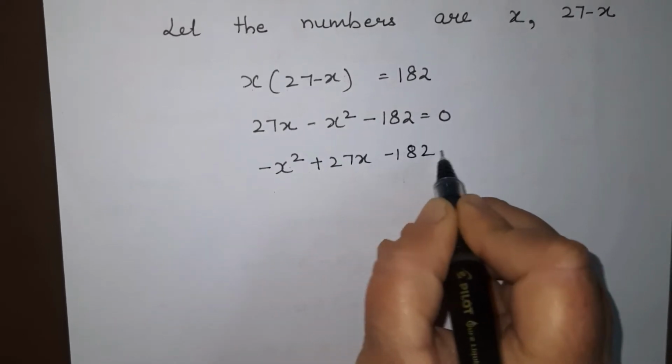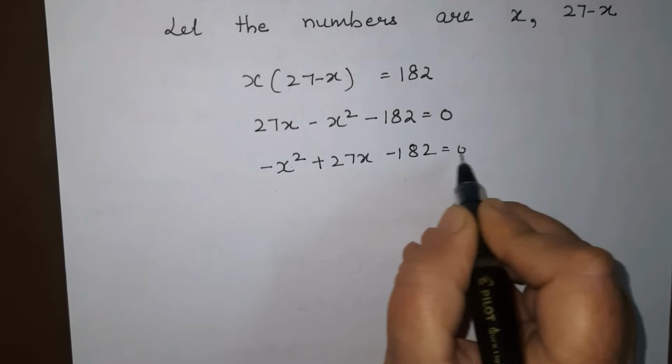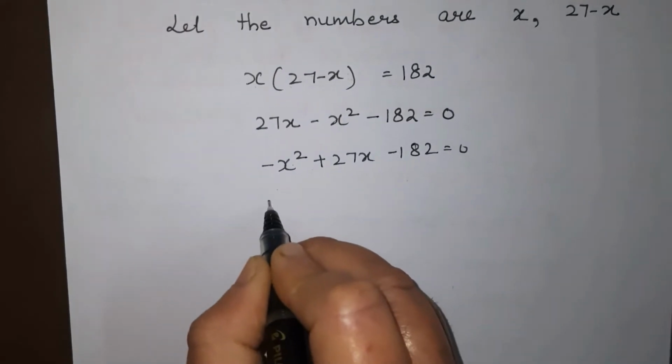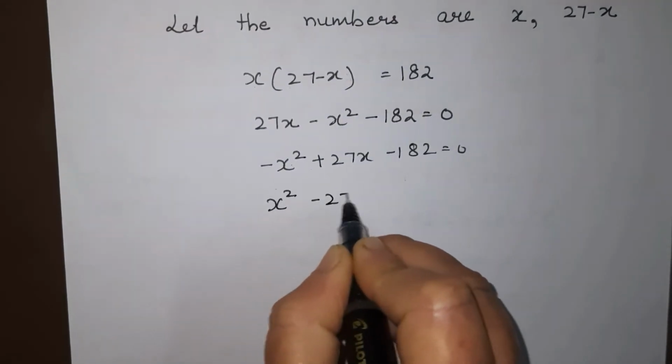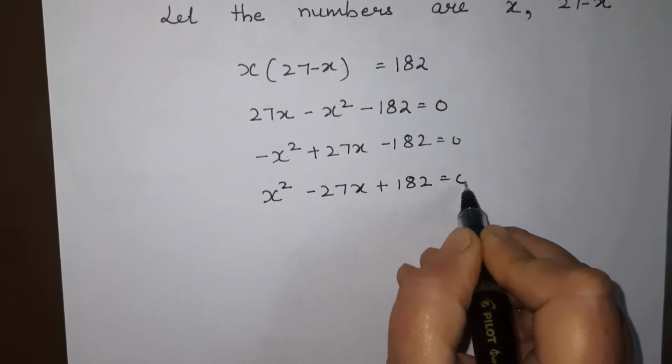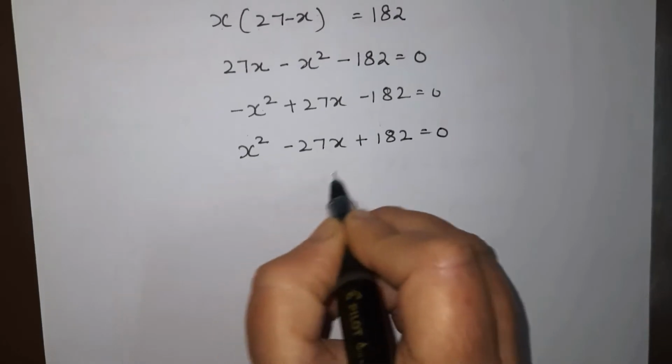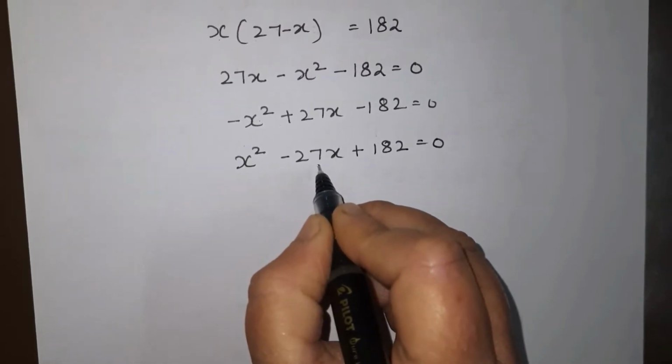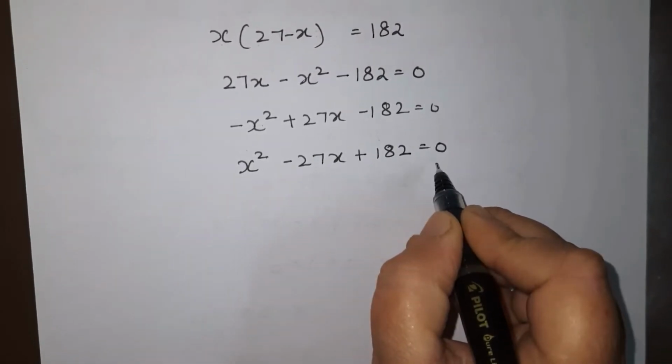And we can say that the first term is negative. So we can multiply the whole equation by minus, or we can change the sign of the equation. So it will be like this. The positive will become negative and negative will become positive. Now we have to find two numbers whose sum is minus 27 and product is 182.